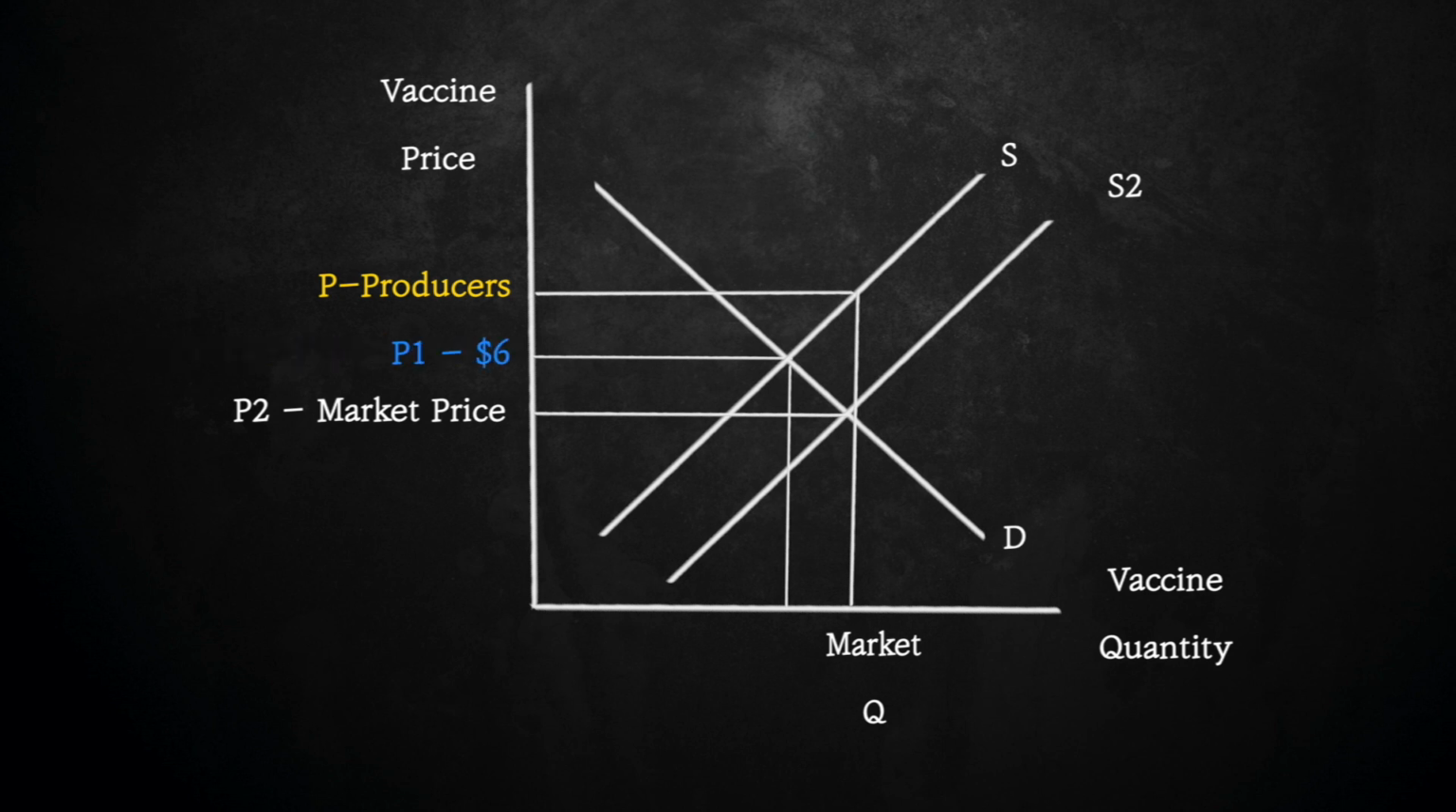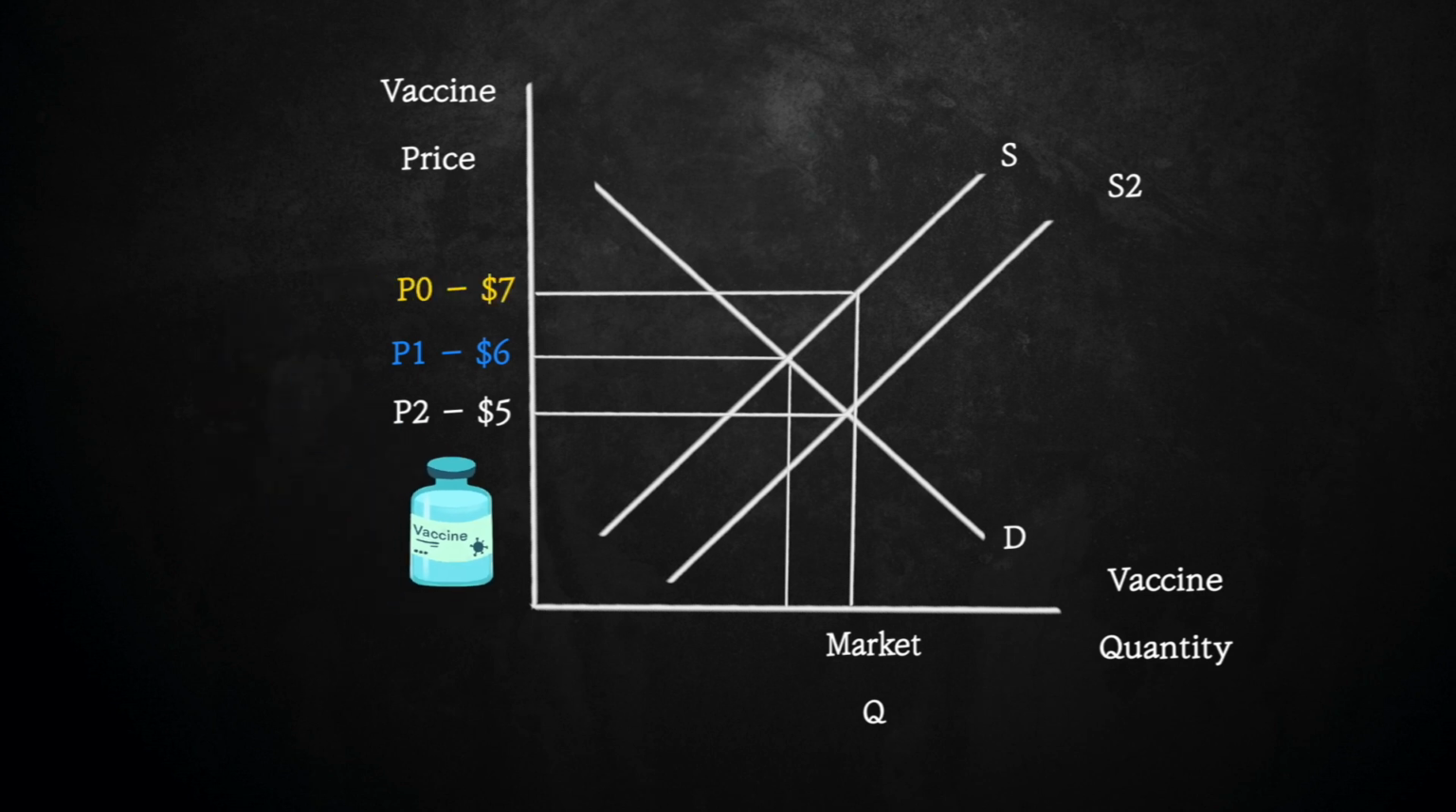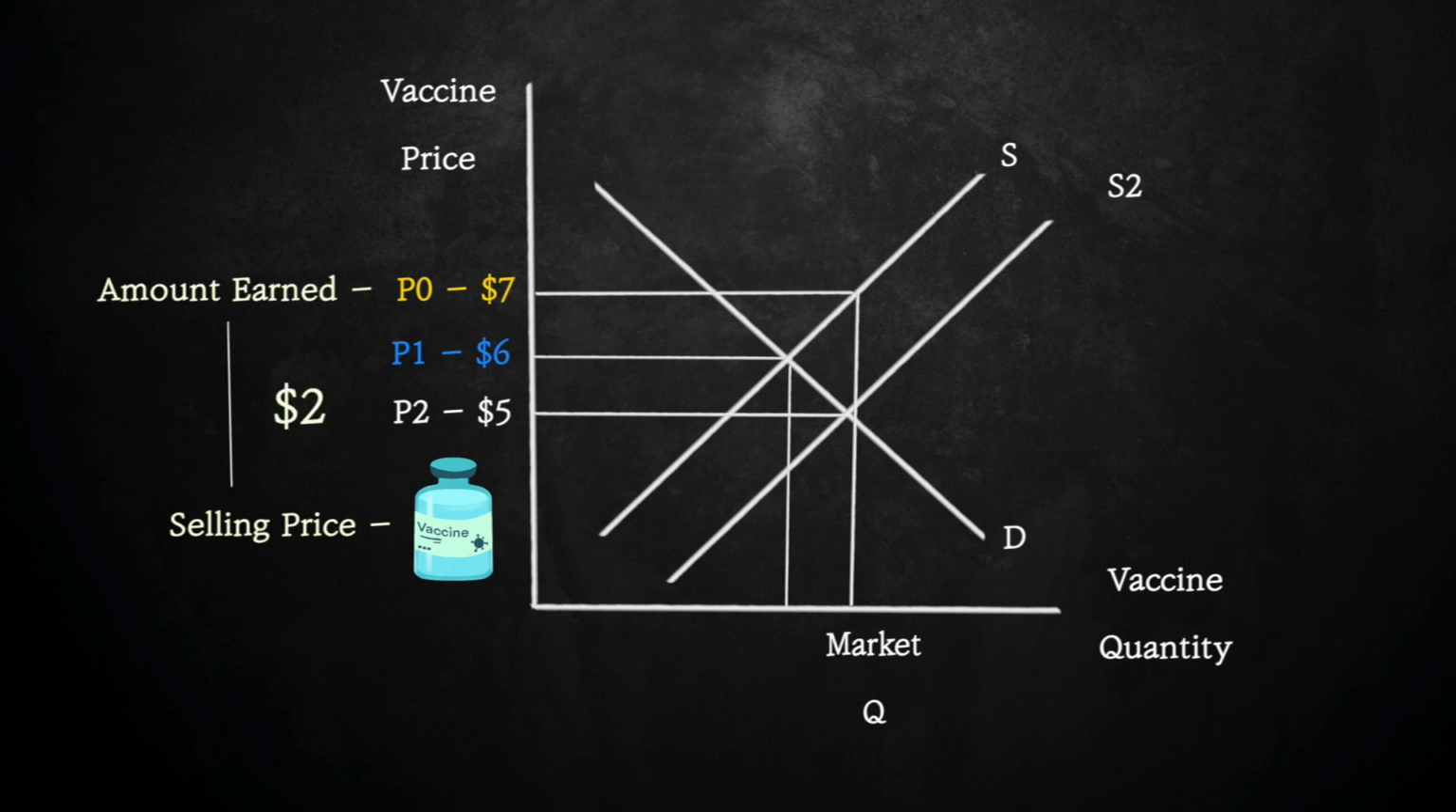So let's say P1 was $6 and P2 was $5. And if we assume that the per unit subsidy is $2, then the price producers receive is $7. This is because they sell the vaccine at $5, but really earn $7 per unit sold, as the government supports them $2 on a per unit basis.